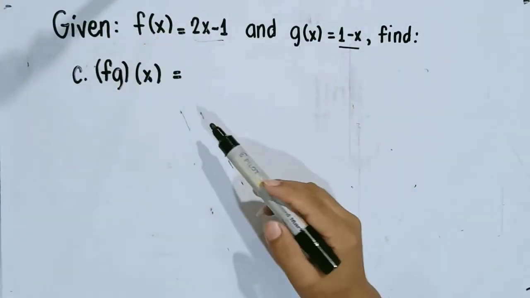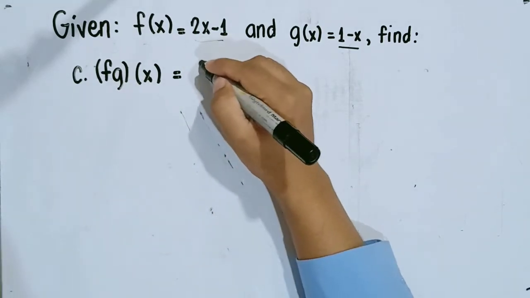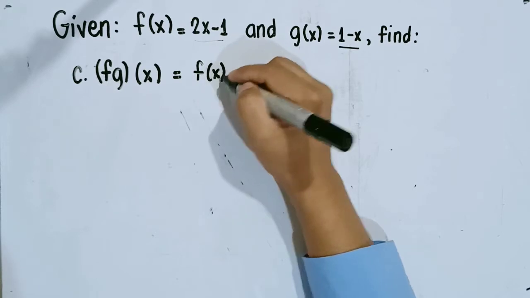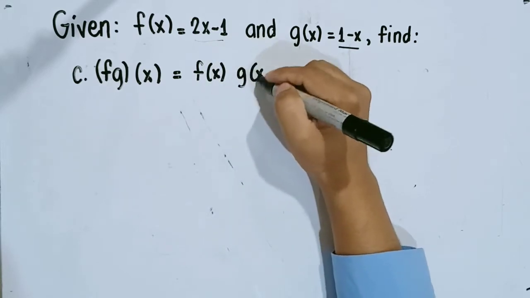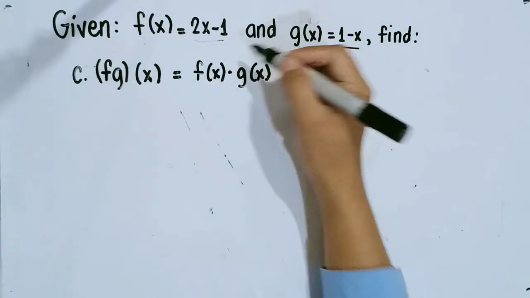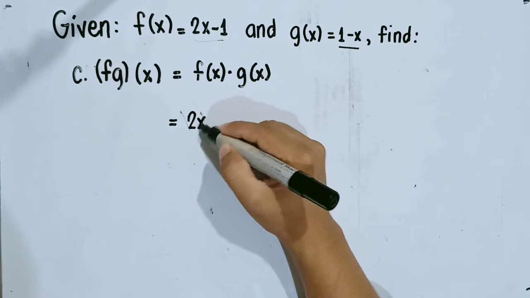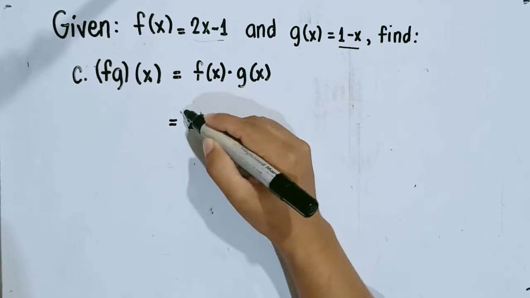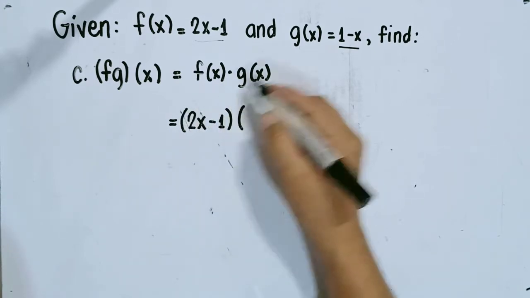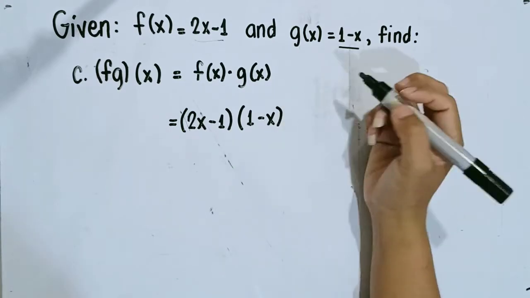Letter C, we have f times g of x. We can write it as f of x times g of x, or we can write here that sign, which denotes multiplication. So our f of x is 2x minus 1. We will multiply it by our g of x, which is 1 minus x.